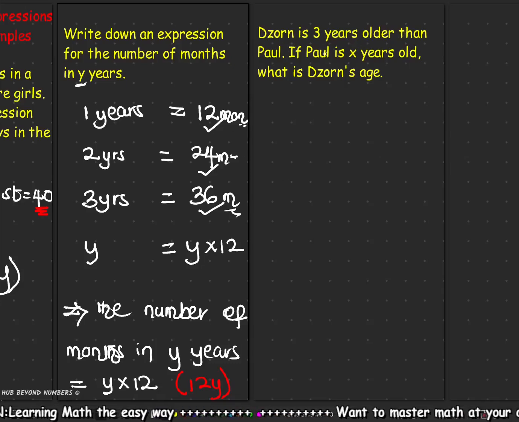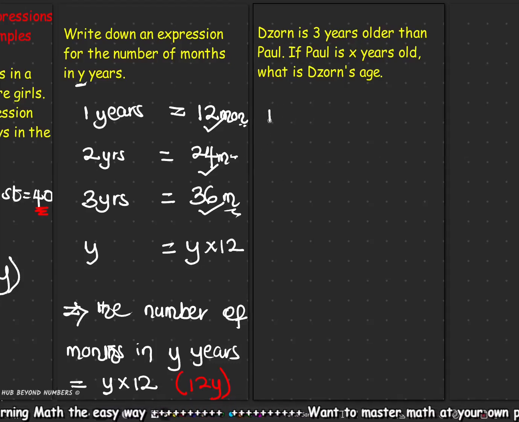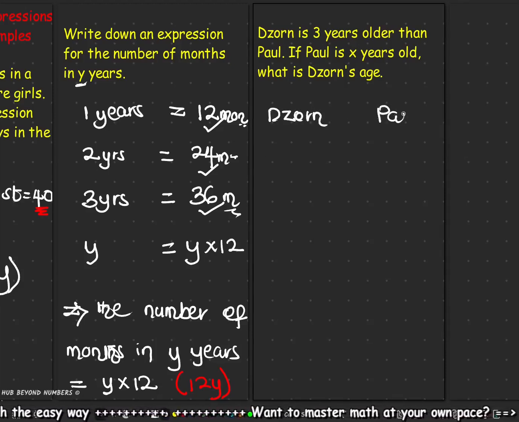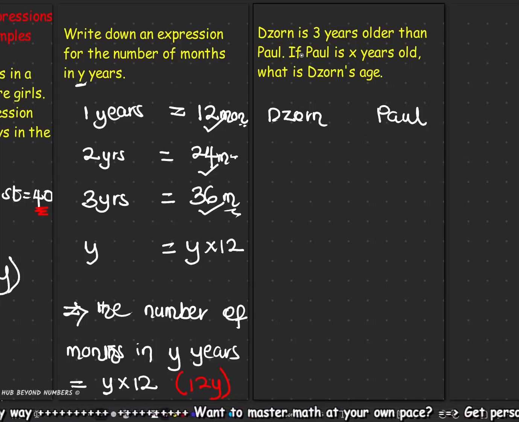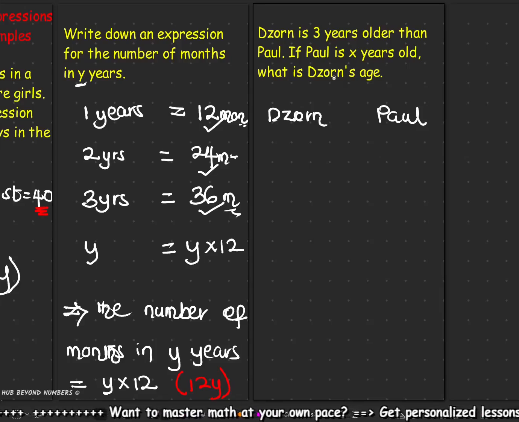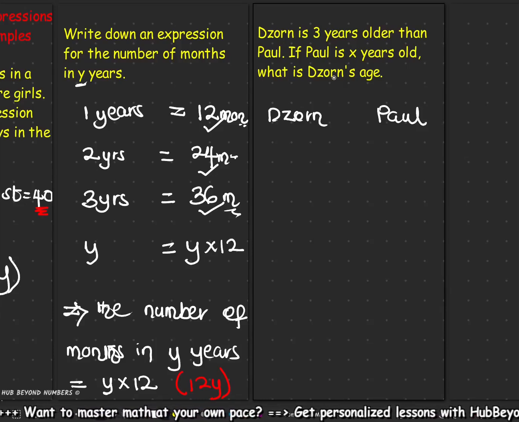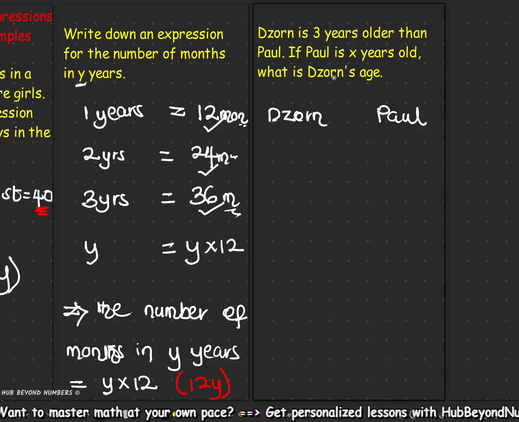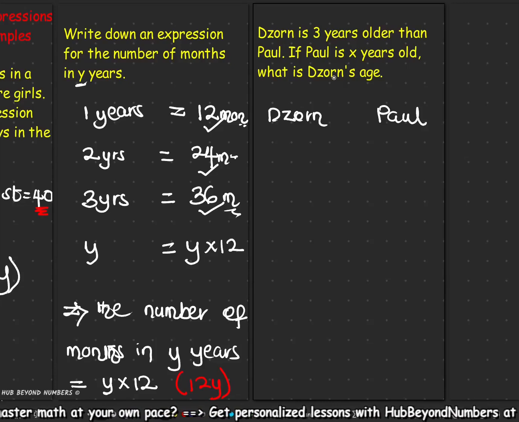So John is 3 years older than Paul. Let me write John here, and then let's write Paul over here. Now, this is saying that whatever Paul's age is, John is 3 years older than him. So it simply means if Paul is 1 year now, then John is simply 4 years. That is 3 years older. If Paul is 5 years now, then John is simply 8 years. 3 years older.